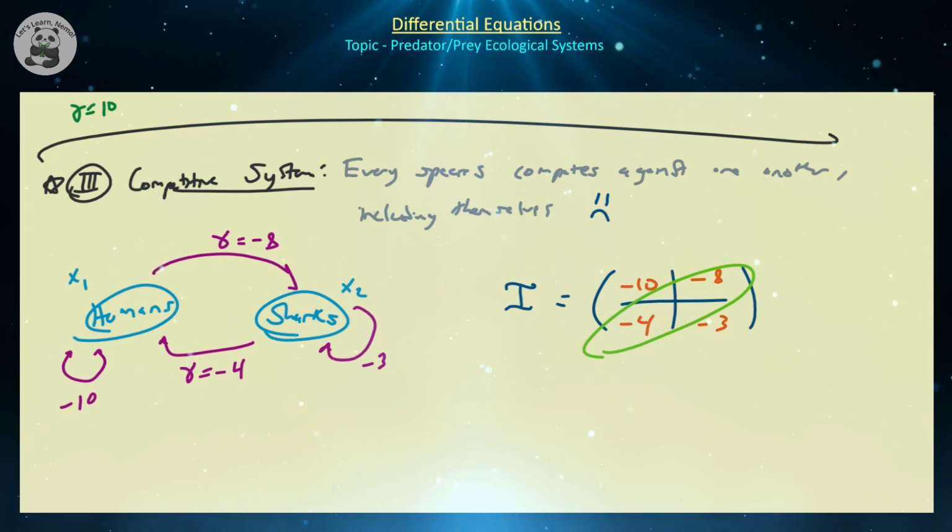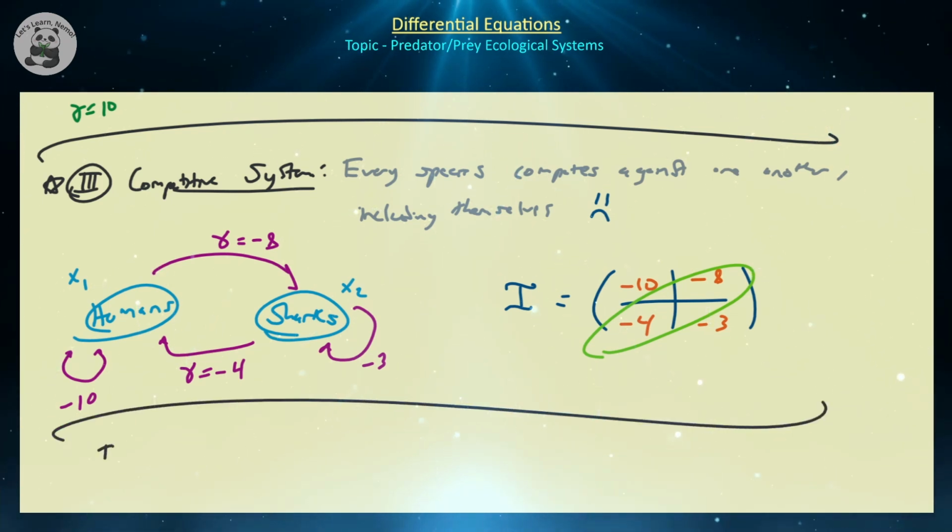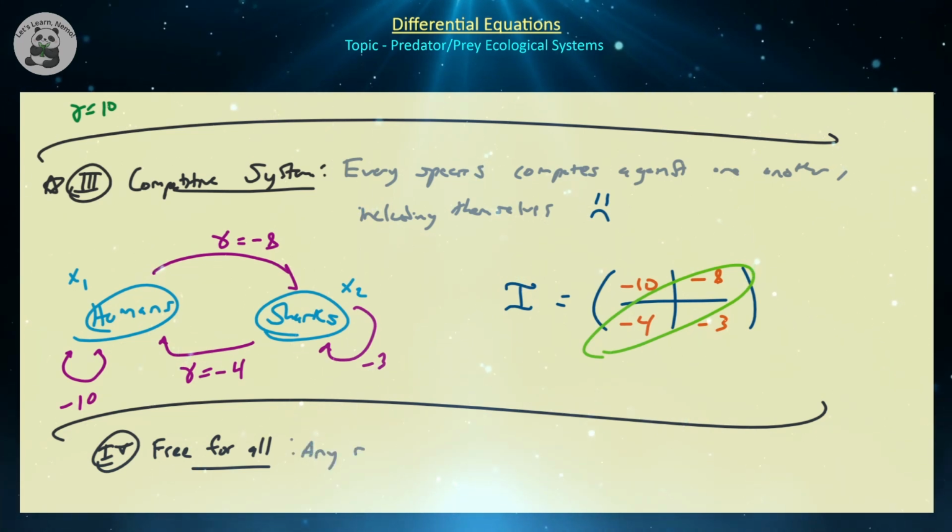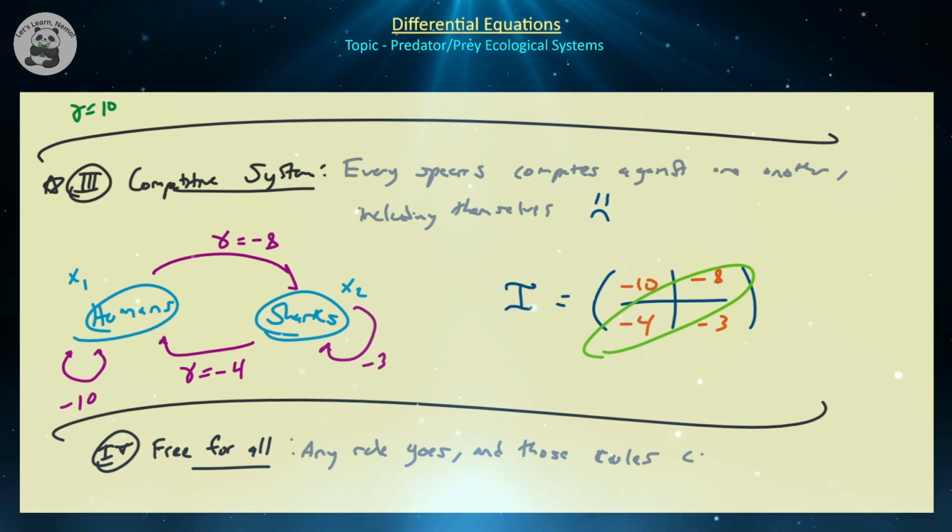And then, most fun of them all is your free-for-all, where any rule goes, and those rules can change at any time t. So for example, humans can help humans, sharks can help sharks, and they can go against each other. Humans can hurt sharks, sharks can hurt sharks, which is likely going to lead to an extinction of sharks in the long term.